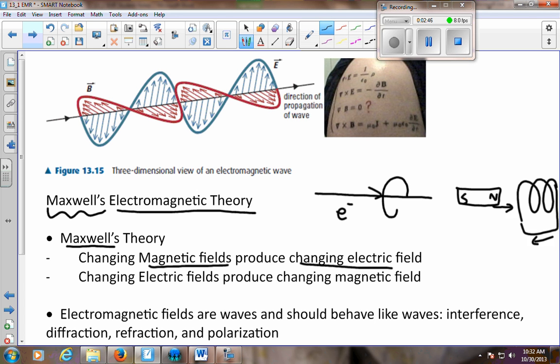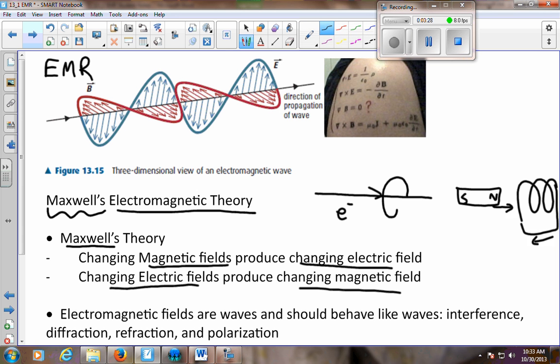And guess what? The flip is also true. Changing electric fields produce changing magnetic fields. And if you think about this, if a magnetic field can produce an electric field, which can produce a magnetic field, once you get one of these going, it will continue on infinitely, because that changing electric field will produce a changing magnetic field, which then recreates another changing electric field, which then reproduces another changing magnetic field, and just goes back and forth, back and forth. So Maxwell created this picture of EMR, which looks like this picture on the top.